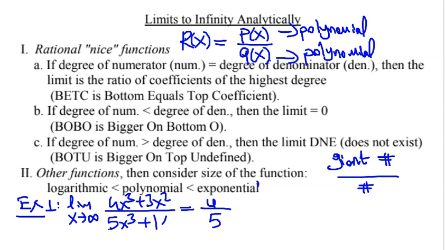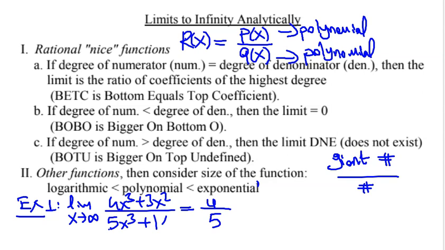And the third case, if the degree of the numerator is less than the degree of the denominator, then the limit is going to be equal to 0, because the function is going to be a number over a giant number. Basically, you're dividing the top number by an infinitely large number. And then the entire function is going to approach 0 as the limit of it.